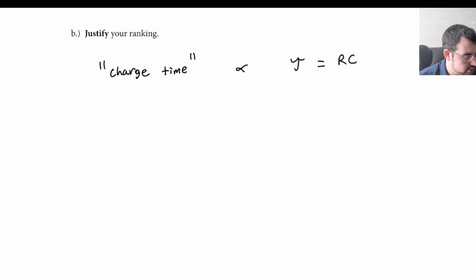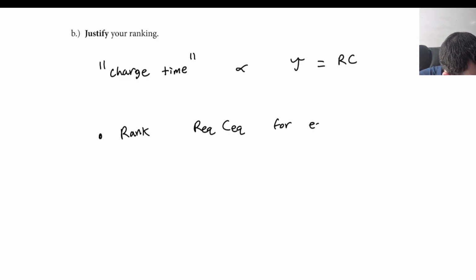So we just rank R_EQ times C_EQ for each circuit, which we did on the front, so I'm not going to bother rewriting it. I don't find that particularly worth our time.